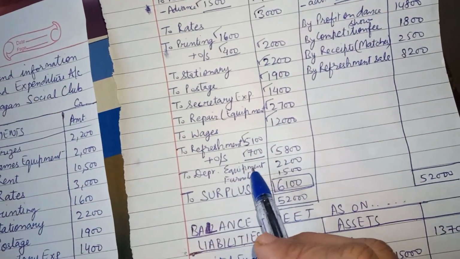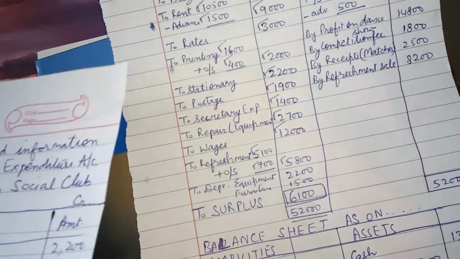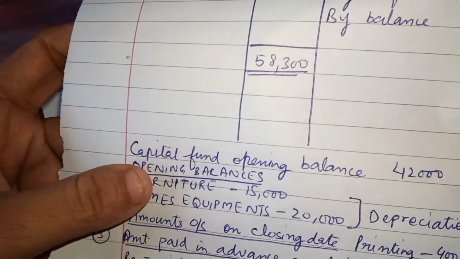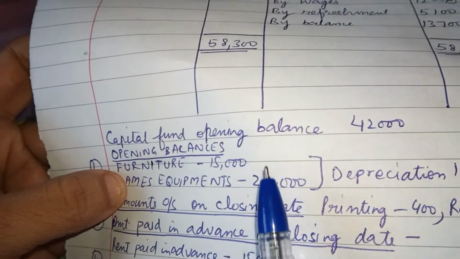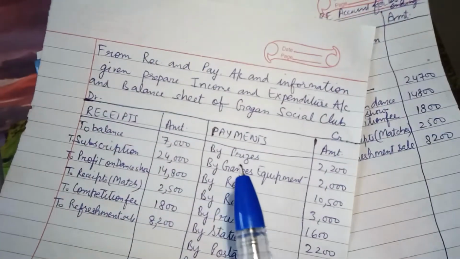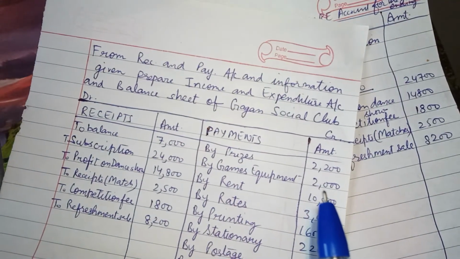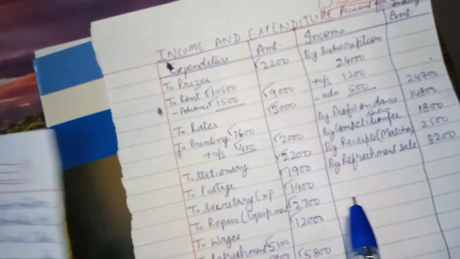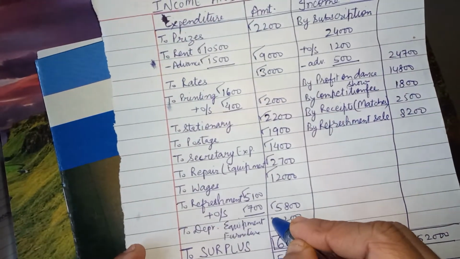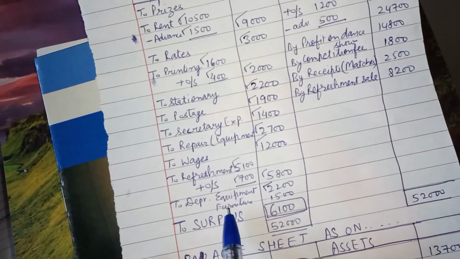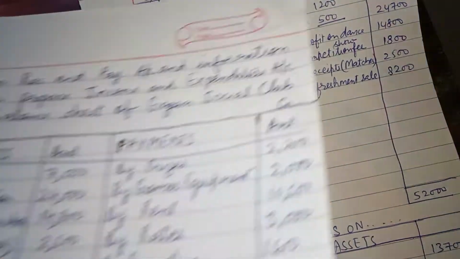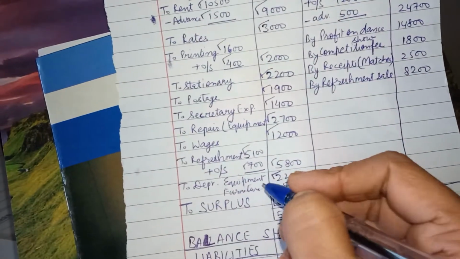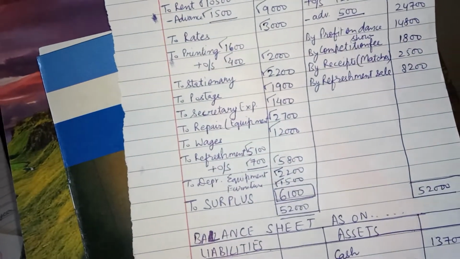Then depreciation of equipment is 2200. How depreciation of equipment? We had 20,000 as the opening balance. During the year we purchased 2,000, so 20 plus 2 is 22,000, and charged 10% depreciation, so it comes out to be 2200. And then furniture we had opening balance of 15,000, so charge 10% depreciation, which comes out to be 1500.